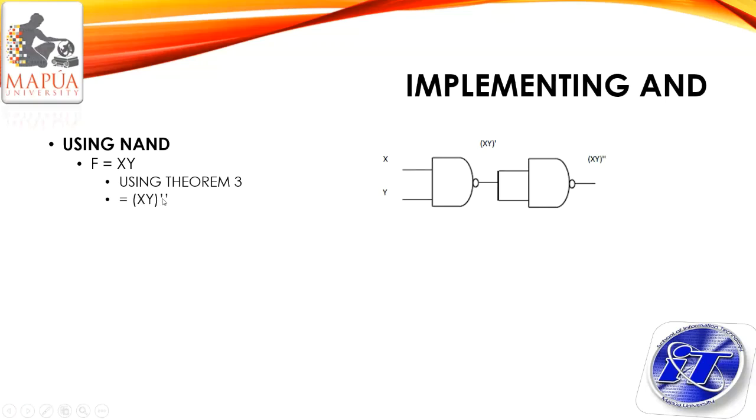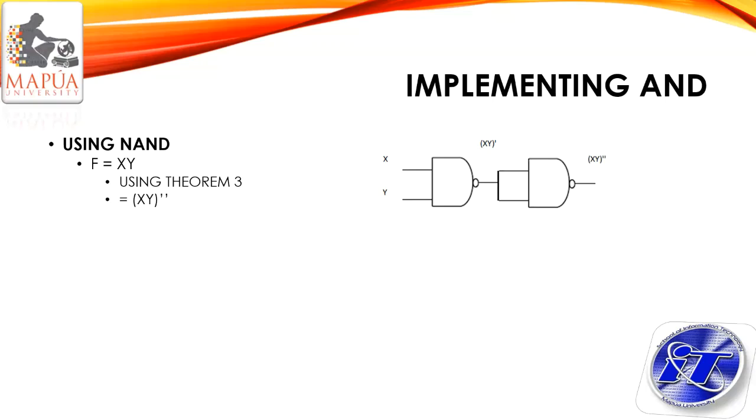Okay, the NAND of x and y is the first part of our circuit. Then the output of this NAND will be inputted to the second NAND, so we have the NAND of the output with itself, which is the negation. And we all know that the NAND of a signal with itself is just the NOT of that signal.